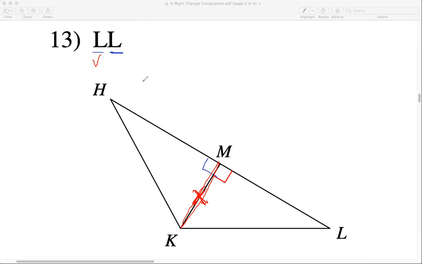And where's the other leg? Of course, since this is the hypotenuse, we can never use it as a leg. The other side left is the side HM, and we have the LM. So these two legs should be congruent for these two triangles to be congruent by the leg-leg theorem. Now let's move on to the next item.